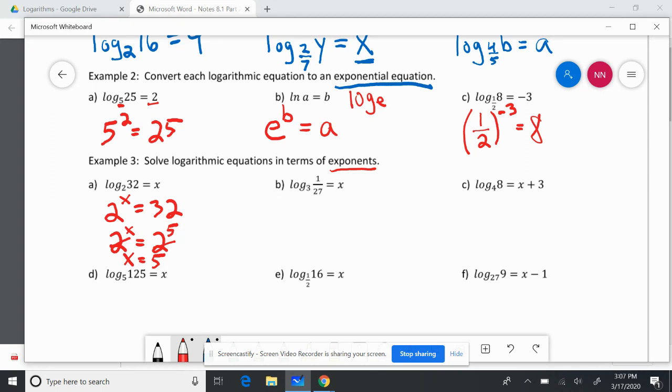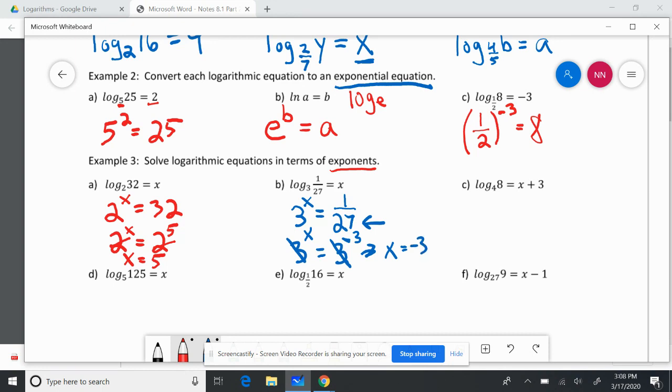So looking at the next one, we're going to do the same thing. Our base number is 3. Our exponent is x, and it's 1/27. What we need is a common base. So that would be 3 to the x equals 3 to the something. Since the 27 is in the denominator, we're going to flip it. So this becomes -3. Bases are the same, so they cancel. X is equal to -3.